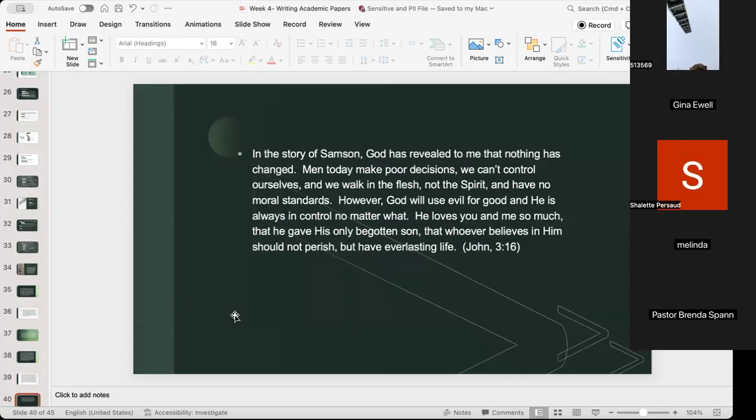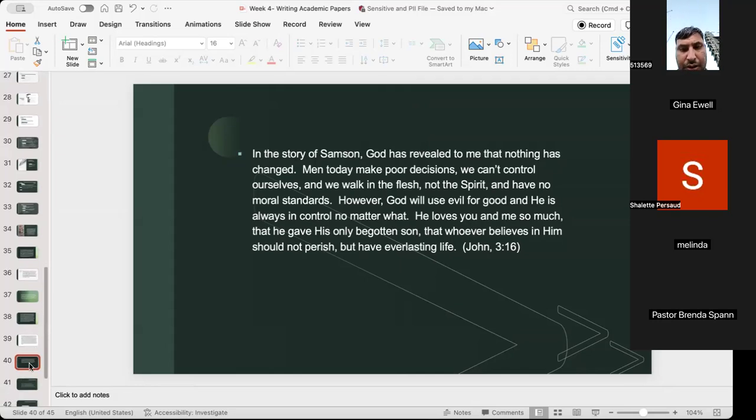In the story of Samson, God has revealed to me that nothing has changed. Men today make poor decisions. We can't control ourselves, and we walk in the flesh, not the spirit, and have no moral standards. However, God will use evil for good, and he is always in control no matter what. He loves you and me so much that he gave his only begotten Son, that whoever believes in him should not perish, but have everlasting life.